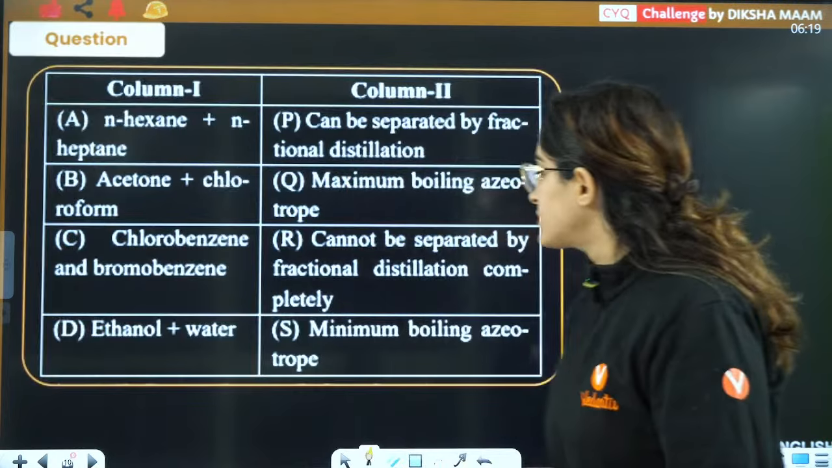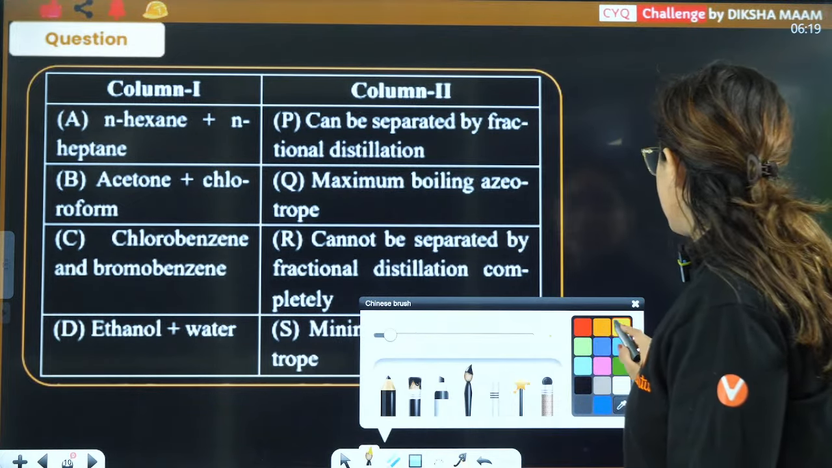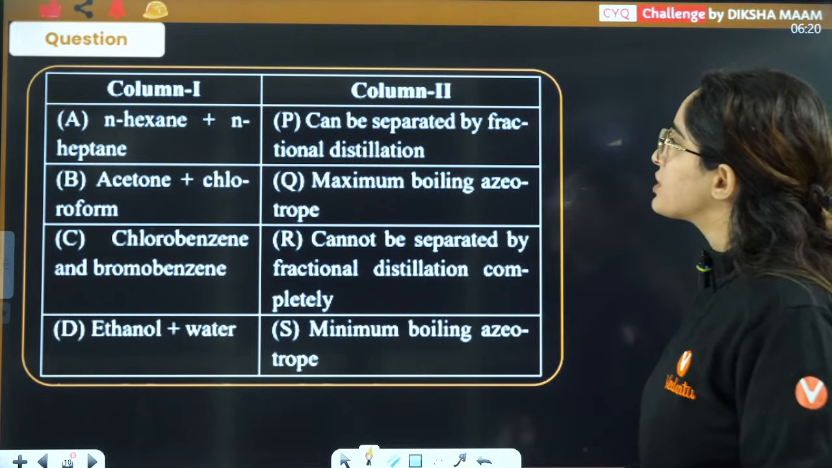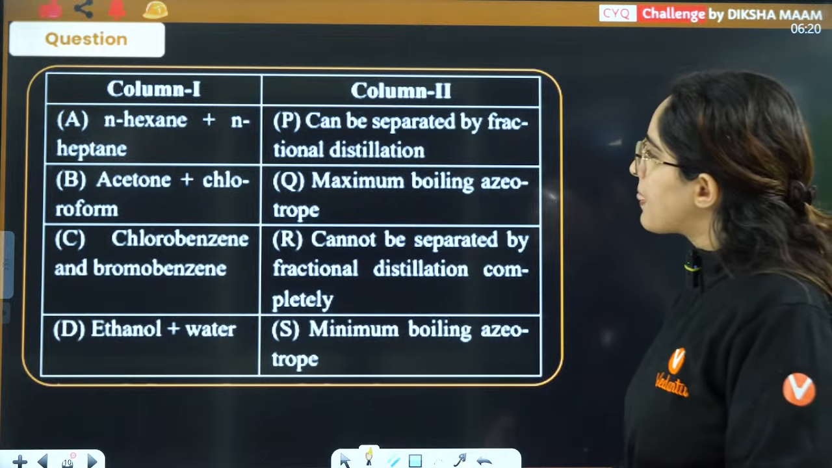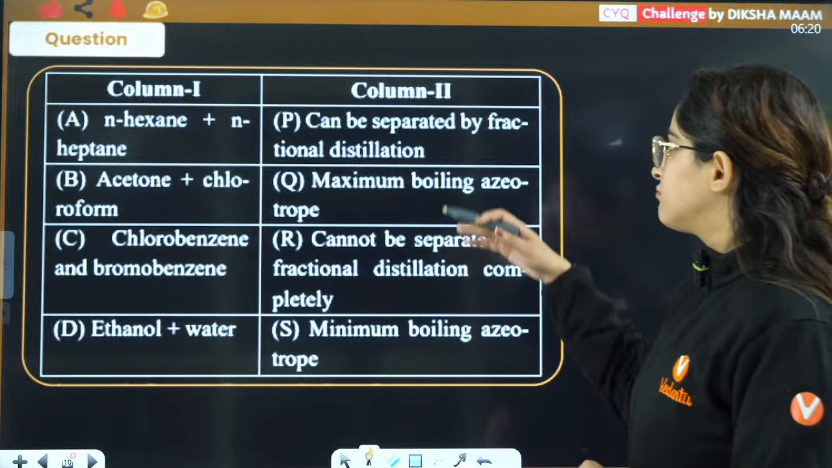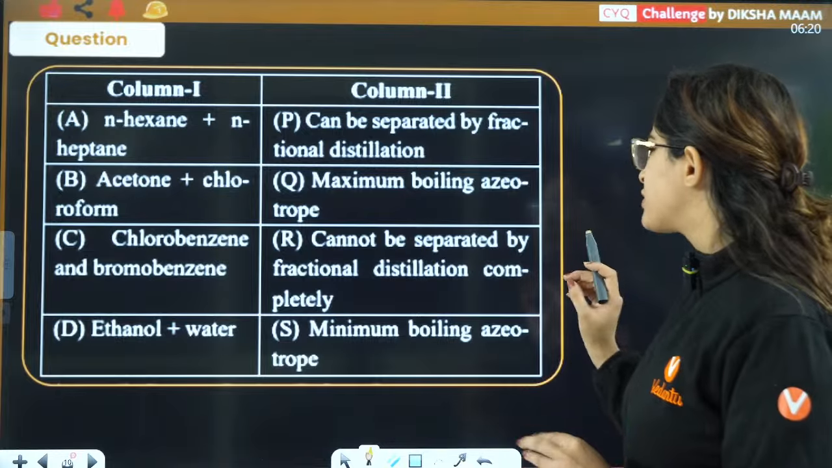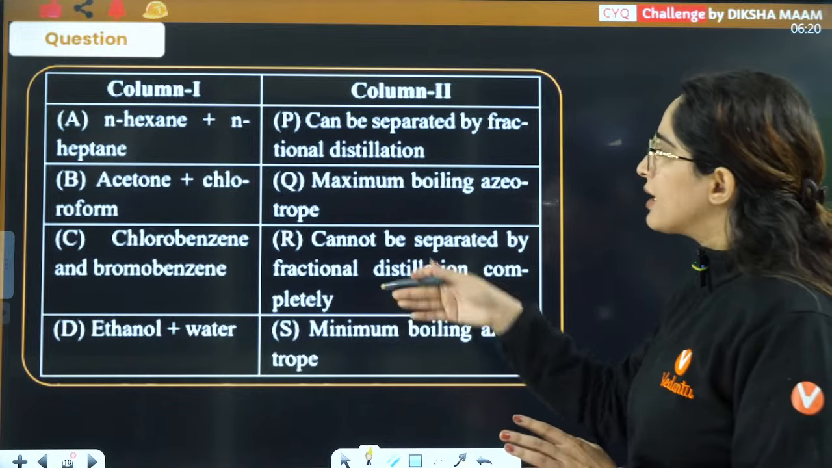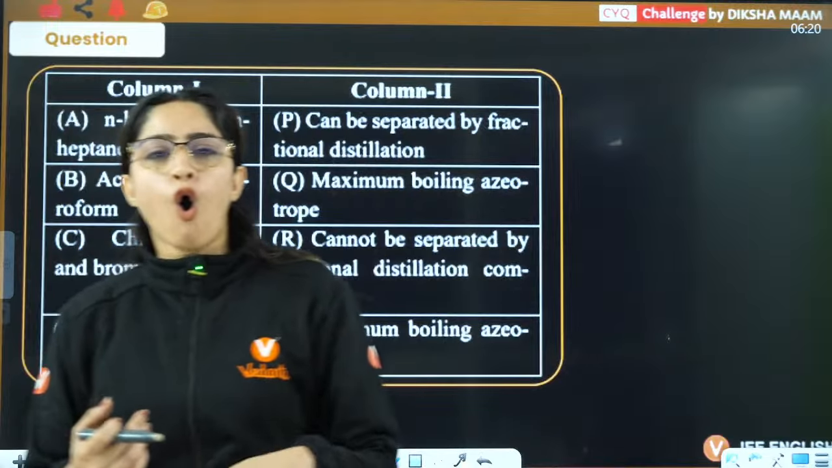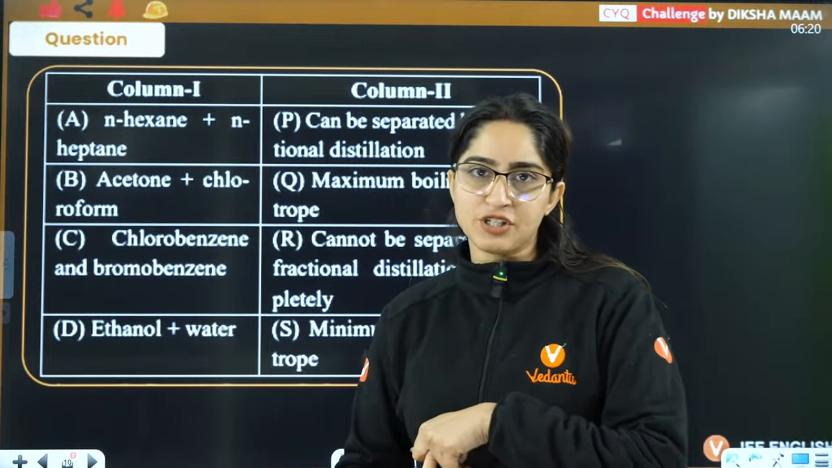Okay, now the next question that you have here. Let's talk about this. Column 1, this is column 2. Now in this case, these can be separated by fractional distillation, maximum boiling azeotrope, minimum boiling azeotrope. These things are given to you. So it's like an advanced version of telling which is positive deviation and which is negative deviation, right?